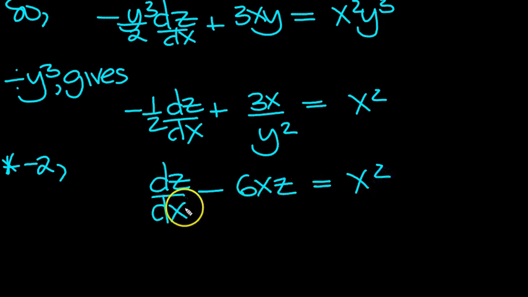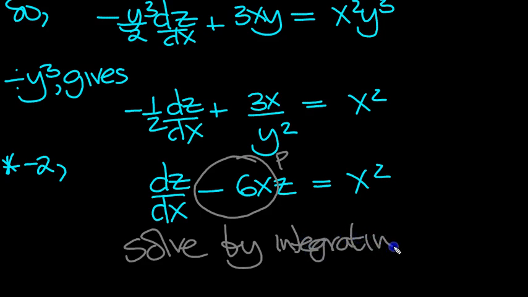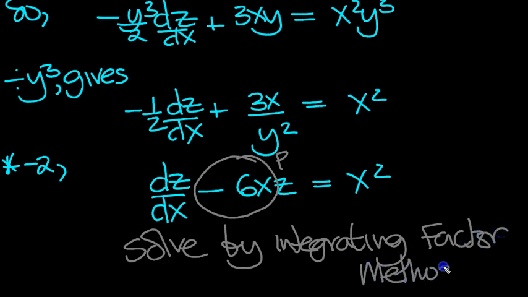And this is the standard form for integrating factor. If you just look at this for a moment, this is p. So we've got p there, and we can solve by the integrating factor method. Okay, that's what we then proceed to do. So that's a method for Bernoulli's equation.